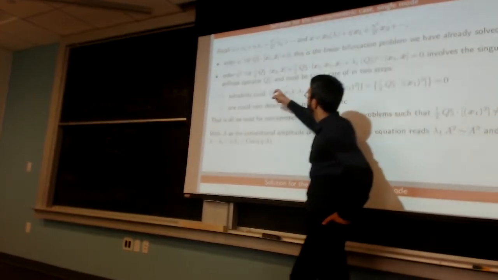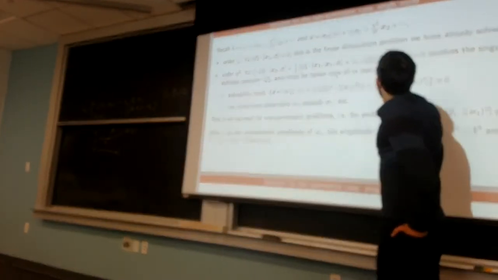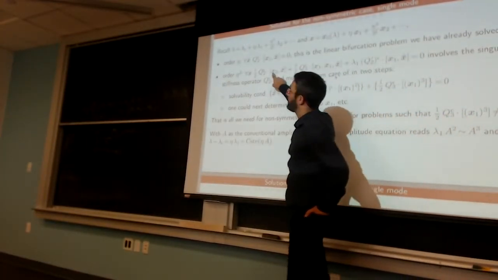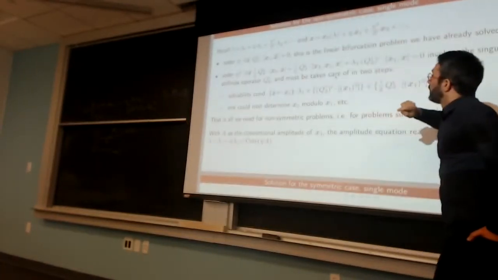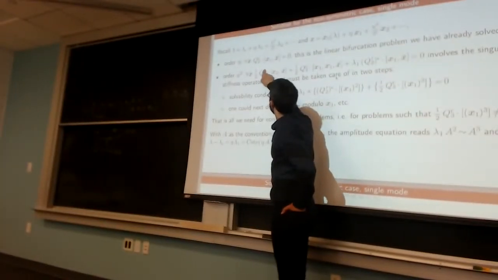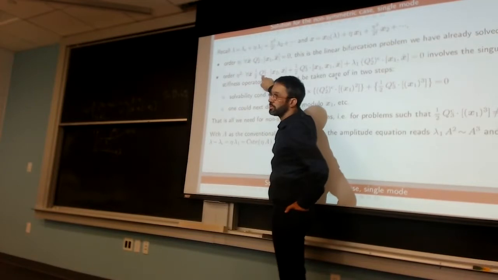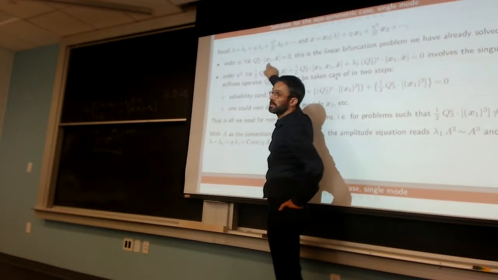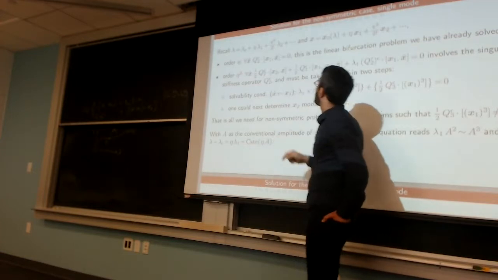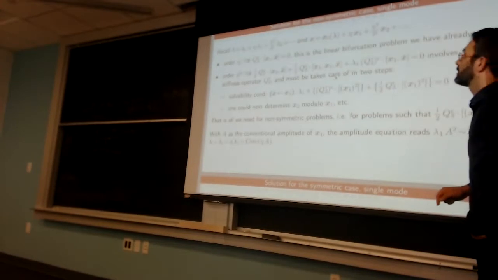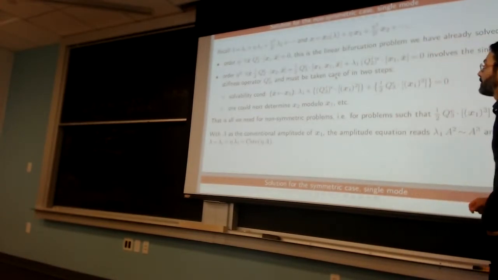Then to order eta squared, we have a problem. So now x1 is known, and the unknowns are lambda 1 and x2. But we have to recognize that it's not possible to solve this problem because this QC here, you can think of it as a matrix. By construction, this QC is singular because we know that it has this x1 living in the kernel. So we can't solve this type of singular problem without first verifying what's called the solvability condition.